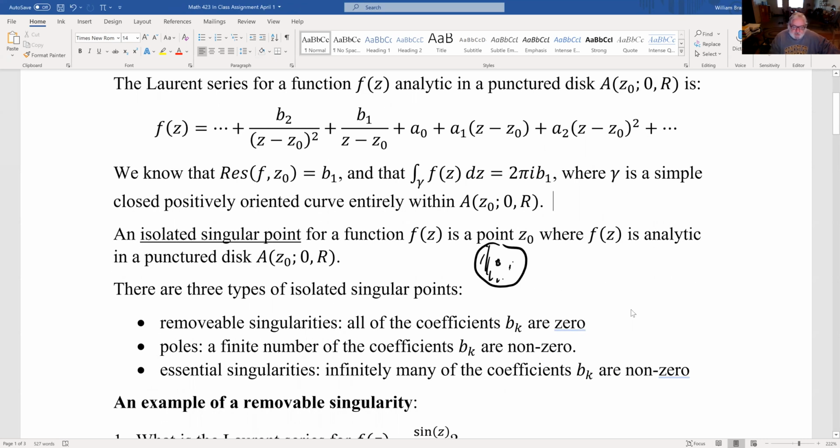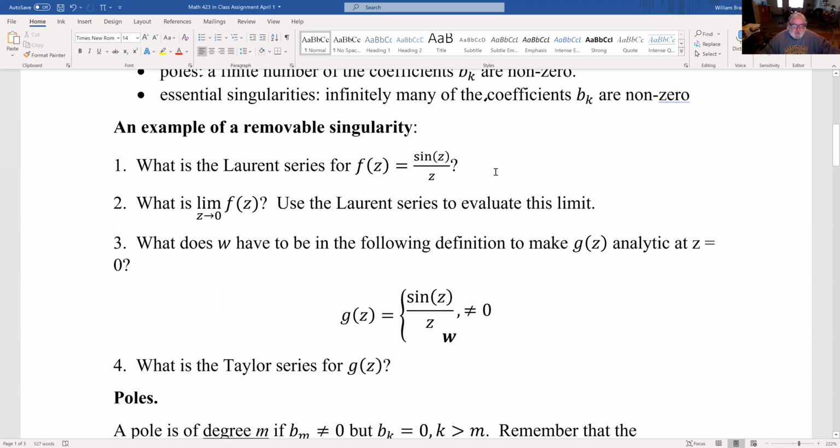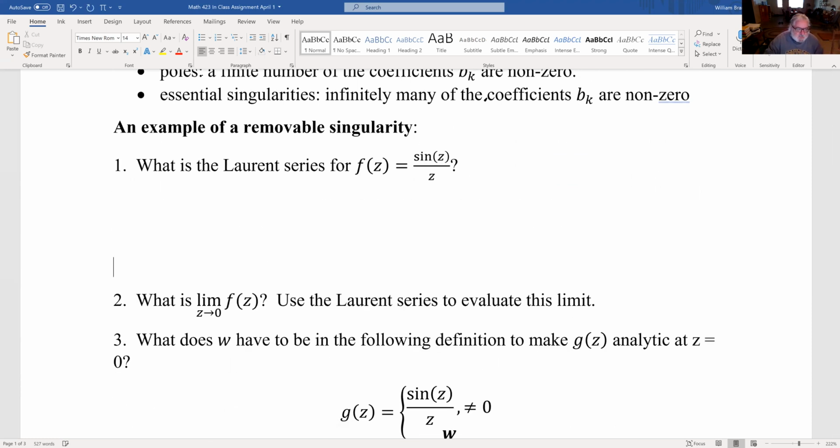A removable singularity has all of these b sub i's equal to 0. A pole has a finite number of these not equal to 0. And then an essential singularity has infinitely many of them not equal to 0. So removable singularity, how do we find the Laurent series for sine z over z?